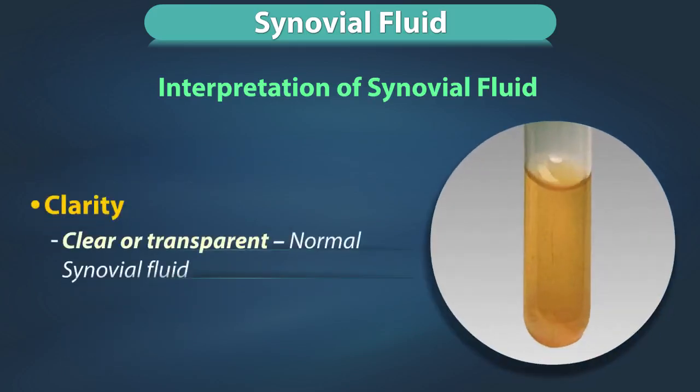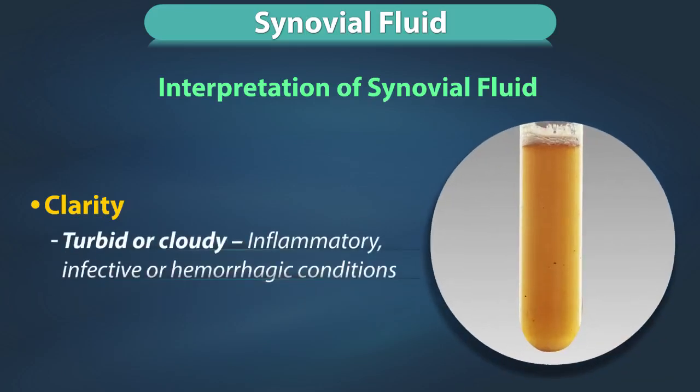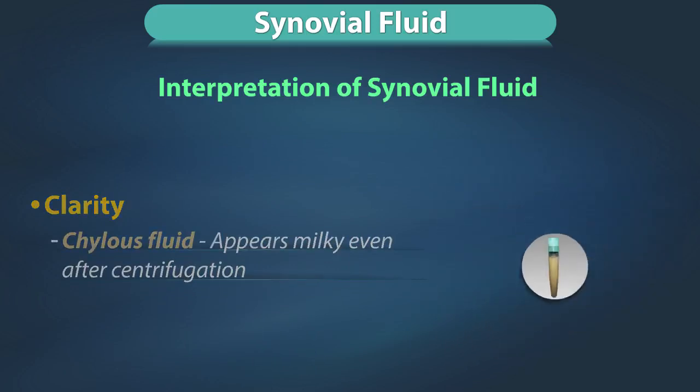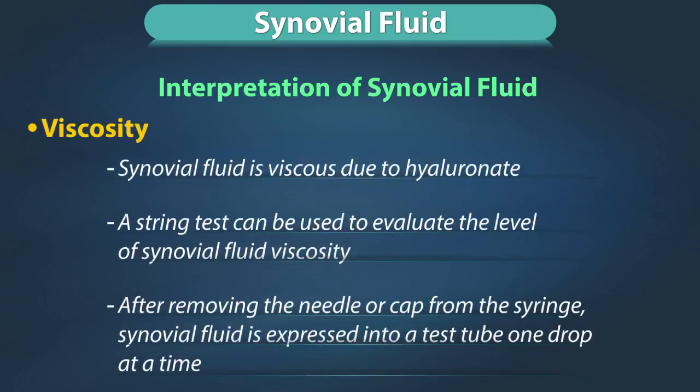Clarity. Clear or transparent fluid is a normal synovial fluid. Turbid or cloudy indicates inflammatory, infective, or hemorrhagic conditions. Chylous fluid appears milky even after centrifugation. Viscosity. Synovial fluid is viscous due to presence of hyaluronate.